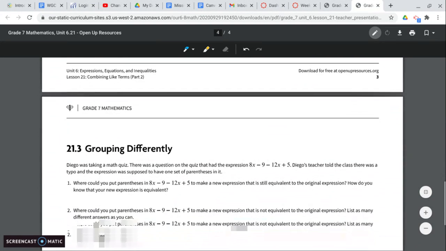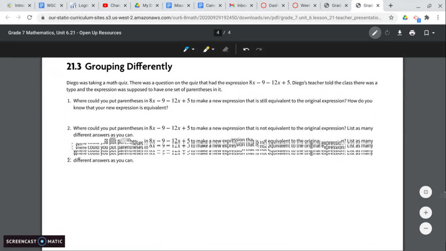All right, grouping differently. Diego was taking a math quiz. There was a question on the quiz that had the expression 8x minus 9 minus 12x plus 5. Diego's teacher told the class there was a typo and the expression was supposed to have one set of parentheses in it. Where could you put the parentheses to make a new expression that is still equivalent to the original expression? How do you know that your new expression is equivalent? So basically with this, we want to keep it so that it won't change our solution at all, but it'll have parentheses in it. And we're working to get fewer terms in the end with all of these. So fewer is your keyword for this lesson.